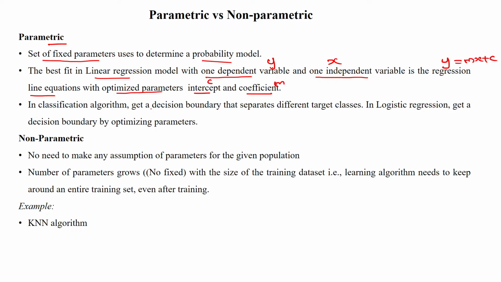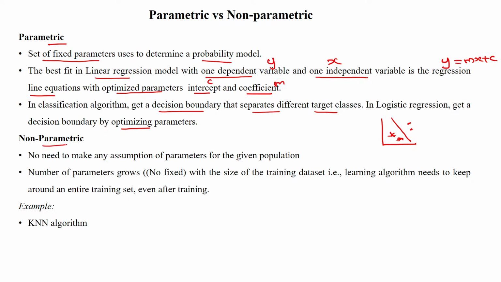In a classification algorithm, we will get a decision boundary that separates the different target classes. In logistic regression, a decision boundary is determined by the optimized parameters. So we will have classes like this, which are divided by the decision boundary. Here this decision boundary is determined by the parameters.